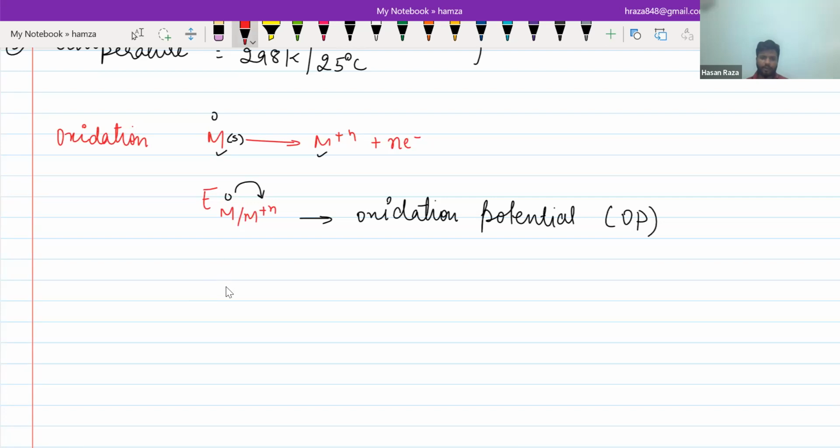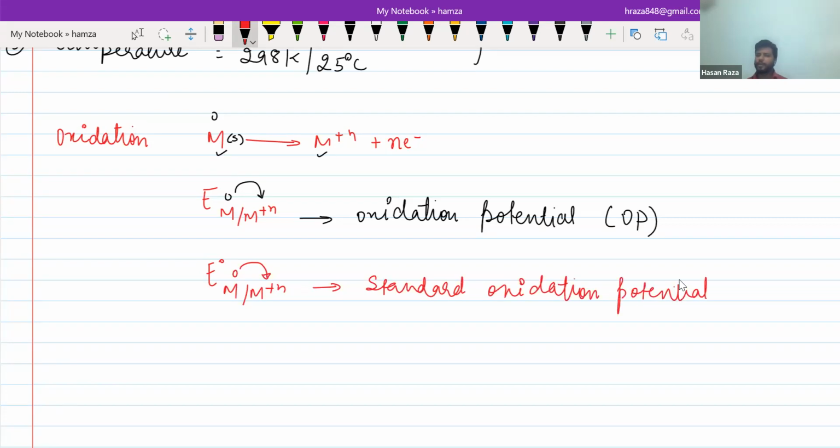Now, if I'm going to write E naught M slash M plus N, you can see 0 is going into plus N. That means this is a standard oxidation potential. Naught is used for a standard condition, SOP. This is called SOP.